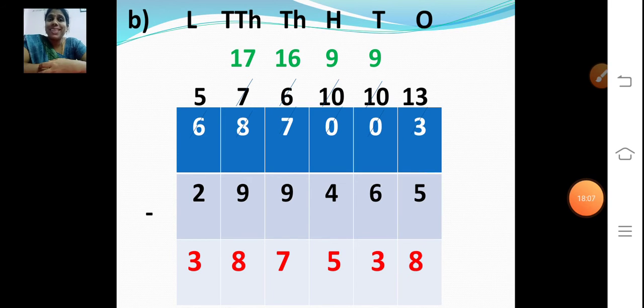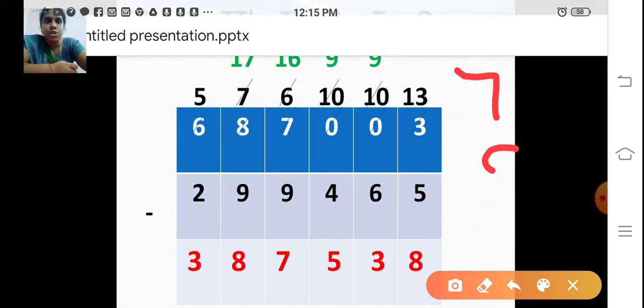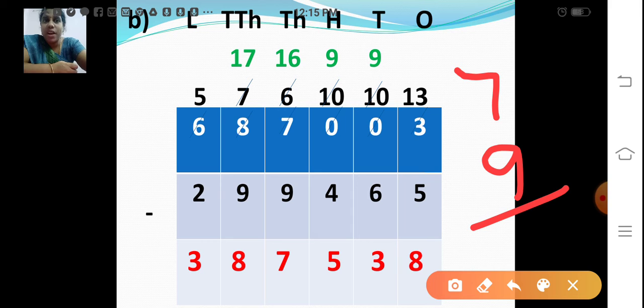So I have subtracted. 7 minus 9 is not possible. So I am going to get 1 from the lakhs place, right? So this will become 17 minus 9. 17 minus 9 is 8. So I'm going to subtract 1,70,000 minus 90,000, right? So my answer is 80,000. 17 minus 9 is 8.